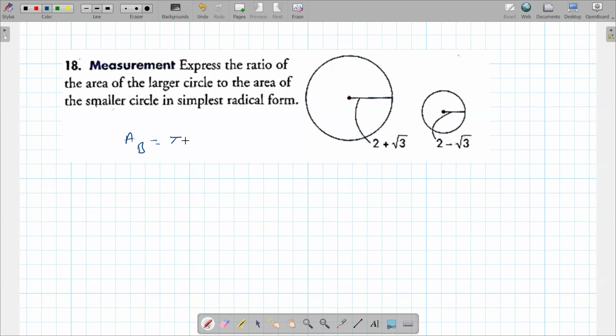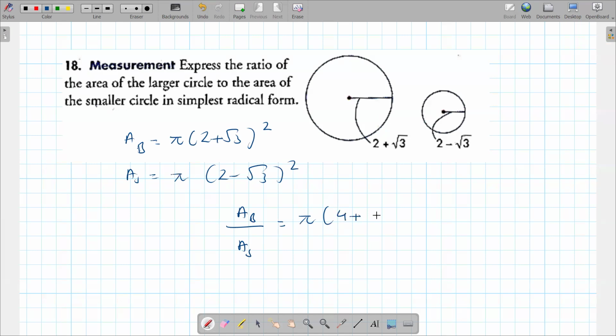Area of a circle is pi, what? R squared. So pi times (2 plus root 3) squared. Area of the smaller circle is pi times (2 minus root 3) squared, right? And they're asking us for the ratio, so you're going to do area big divided by area small. In the numerator, you'll have pi times 2 times 2, 4 root 3 plus 3.